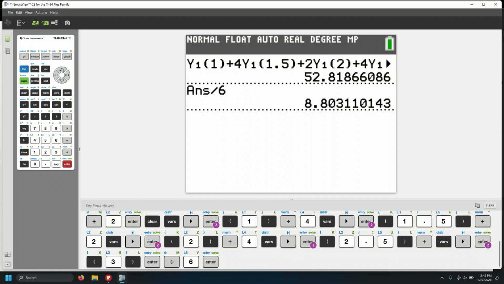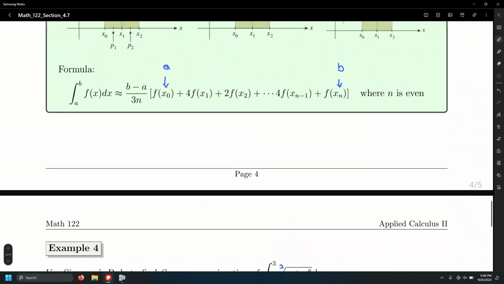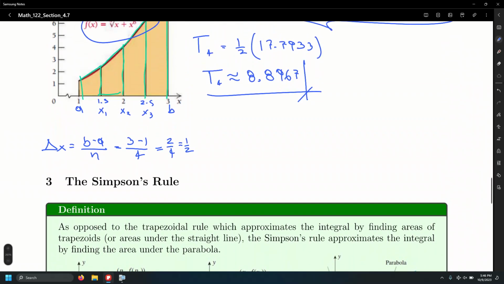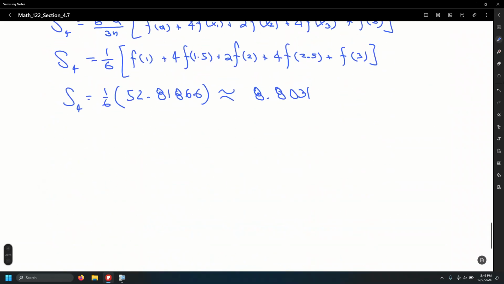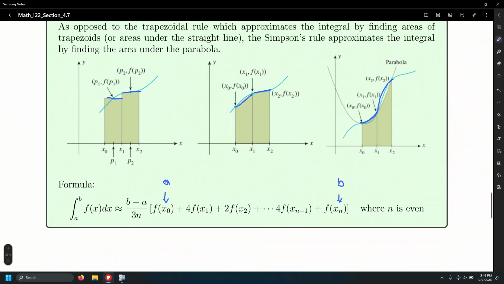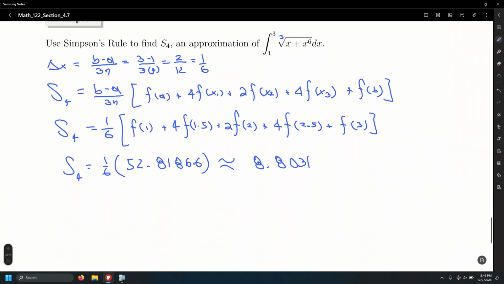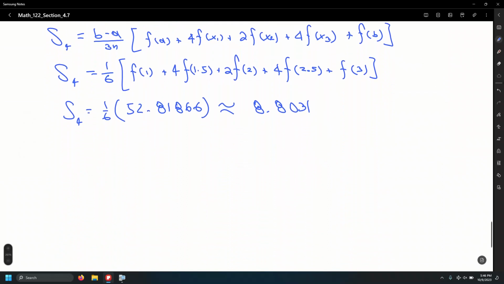Final answer: 8.8031. Let's compare with the trapezoid rule. What did we get for that? 8.8967. I mean, we still got the 8.8, 8.8. However, it looks like the trapezoid rule is actually an overestimate, while Simpson's rule could be a little bit of an underestimate.